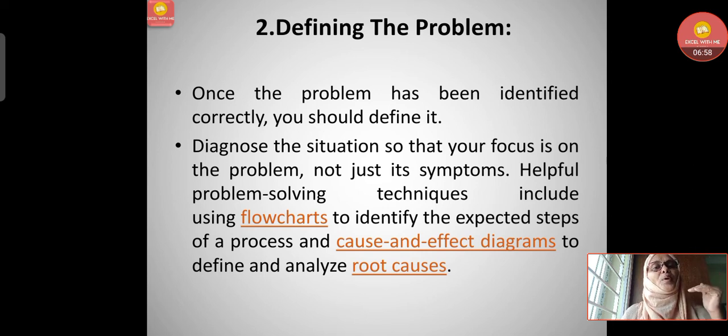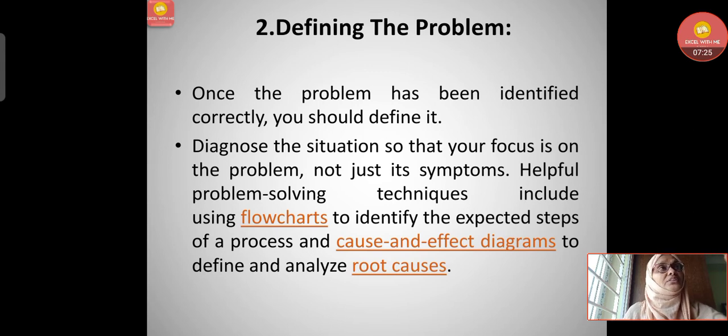Helpful problem solving techniques include using flowcharts to identify the expected steps of a process and cause and effect diagrams to define and analyze root causes. So after diagnosing the proper problem, focusing on the problem only, not the symptoms, the problem solving techniques should be used. What are the techniques? First, we can have the flow charts.